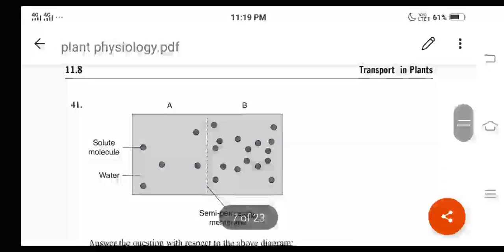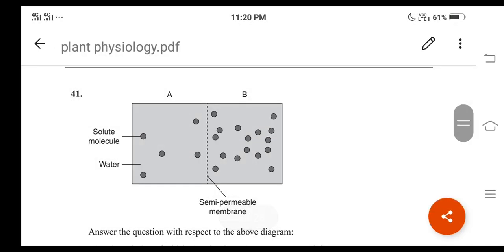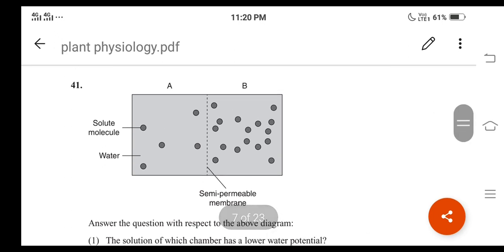Then let us move on to the next question, question number 41. This is a diagram based question, and we have already studied this in the concept of osmosis. This is one activity, and based on this it explains the process of osmosis only.